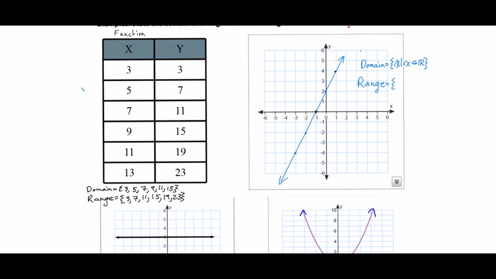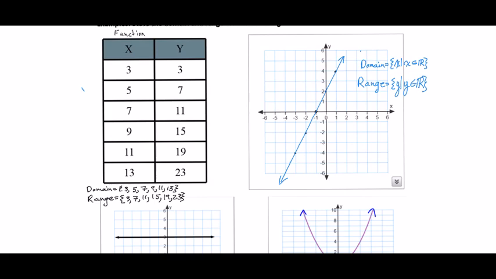So it increases forever, but it also decreases forever. So that means it's going to take up the entire real line. So we write y such that y belongs to all real numbers again. So remember, anytime we're dealing with straight lines, that is what we have.